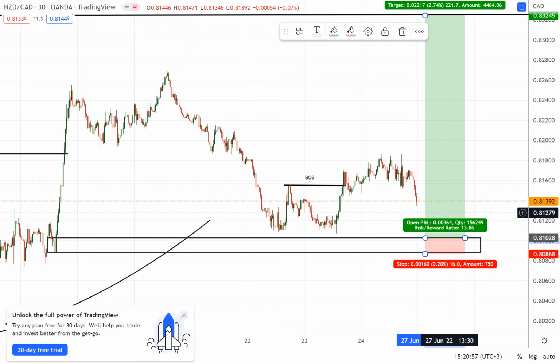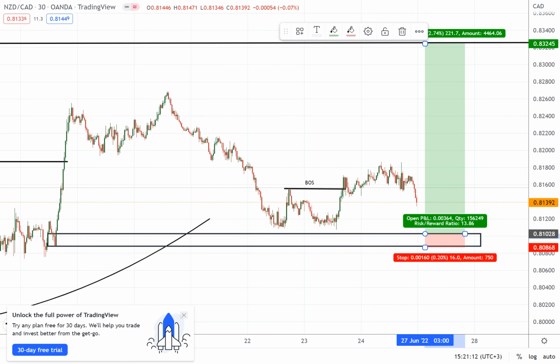Obviously, the other scenario is the market doesn't play out as we wish and it continues pushing down. And obviously all our scenarios will have been broken. So hopefully you'll benefit from this trade. And in case it fails, I hope you've learned.